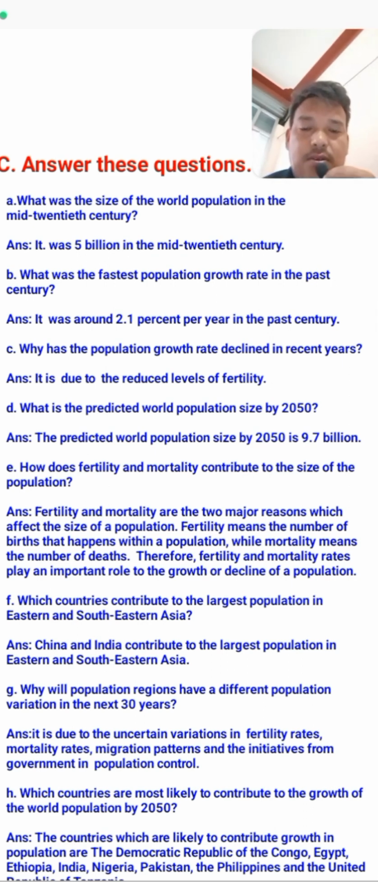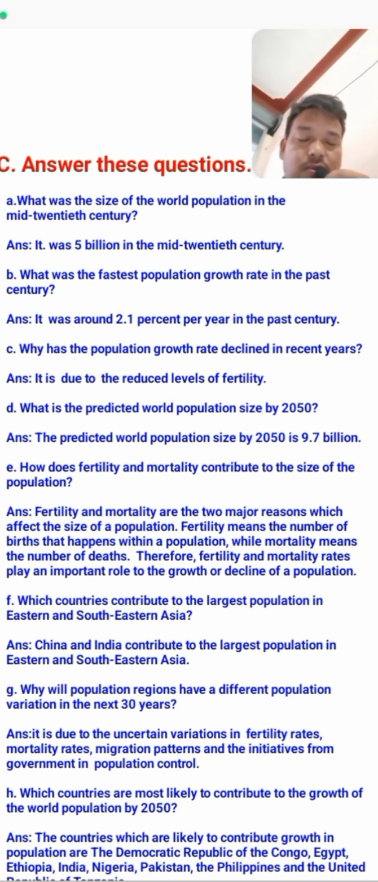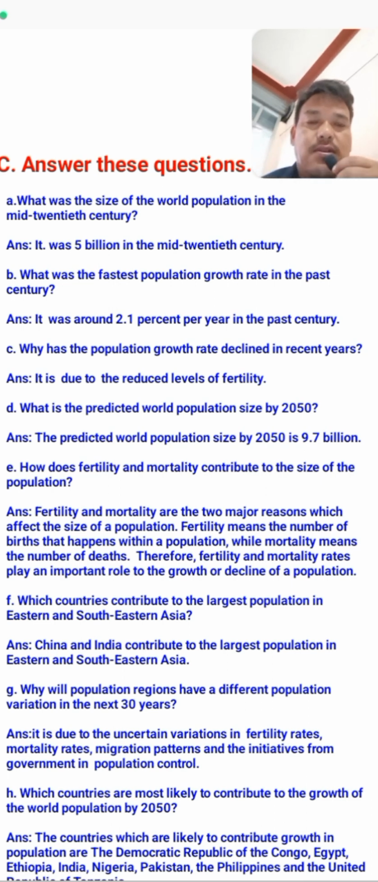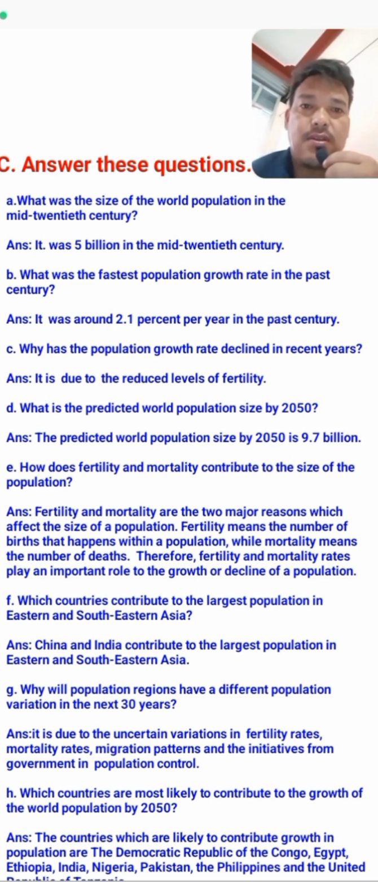And H number, which countries are most likely to contribute to growth of the population by 2050? Students, the countries likely to contribute to growth in the population are the Democratic Republic of Congo, Egypt, Ethiopia, India, I think it's going to be number one, and Nigeria, Pakistan, Philippines, and United Republic of Tanzania. So all these are the countries contributing to the growth of the population. Students, it's all about your exercise number C, and let's have a look at the next one.